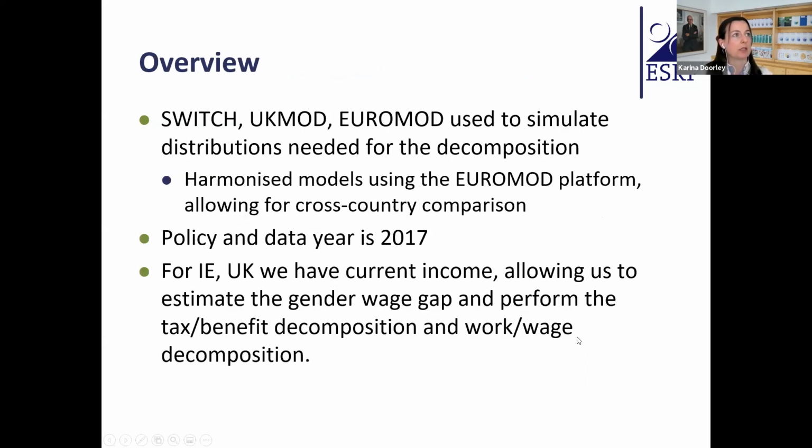So we use 3 microsimulation models for this work. So Switch is for Ireland, UK mod for the UK, and Euromod for the rest of Europe. And these, importantly, are harmonized models, which all use the Euromod platform, which allows for cross-country comparison. And the policy and data year is 2017. And for Ireland and the UK, because we use Switch and UKMOD, we have information on current income. So Euromod typically has information on income for the last reference period, for last year. But for Ireland and the UK, we have current income, and that allows us to estimate the gender wage gap. So we can perform this wage work decomposition only for Ireland and the UK because we don't have a go-to hourly wage variable for the other countries.